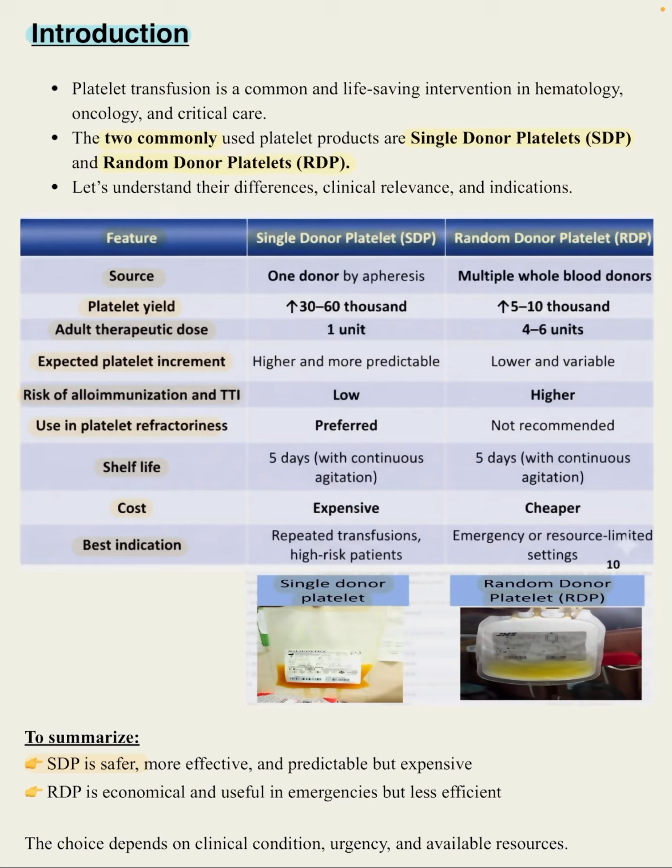SDP is expensive, on the other hand RDP is cheaper. Indication: SDP is best used in repeated transfusion and high risk patients, that is hematological malignancy, bone marrow failure, platelet refractoriness, and transplant patients. But RDP is preferred in emergency situations, sometimes in dengue outbreak, and resource limited settings.